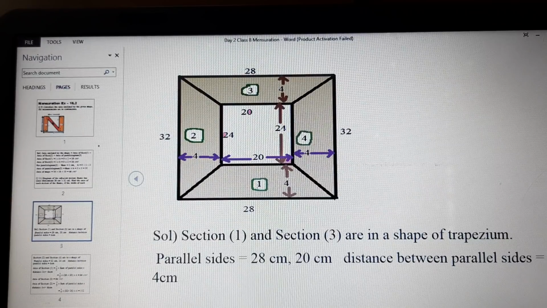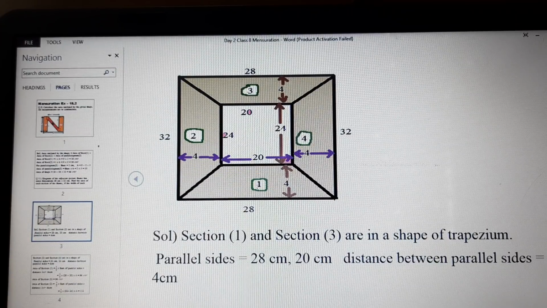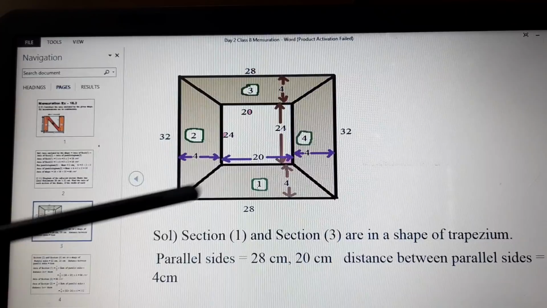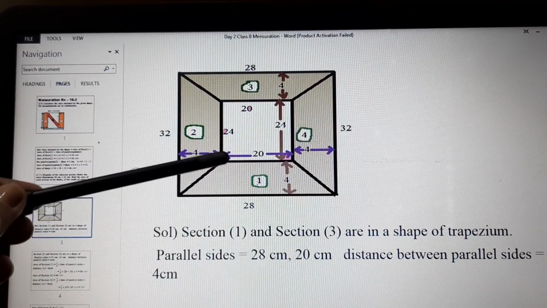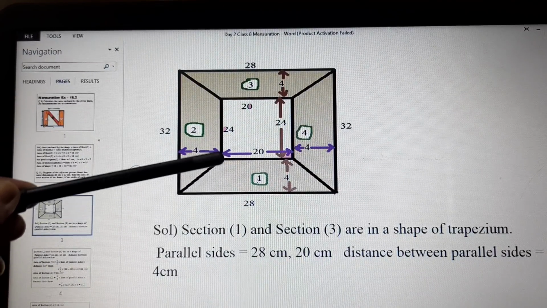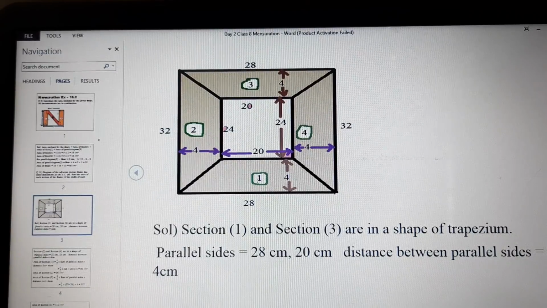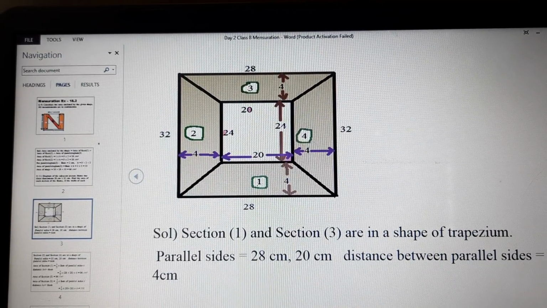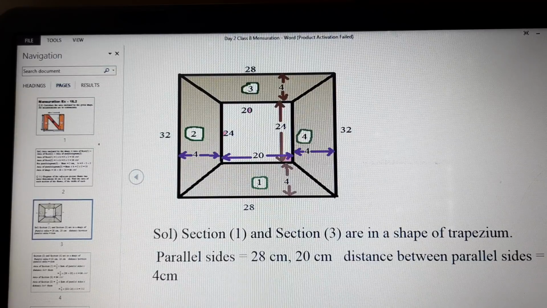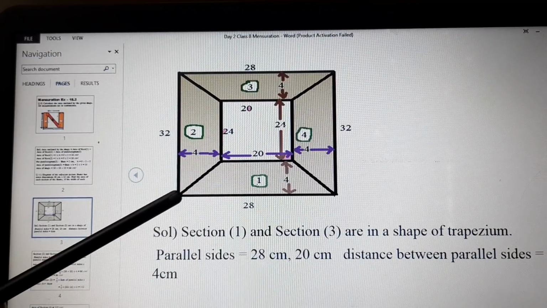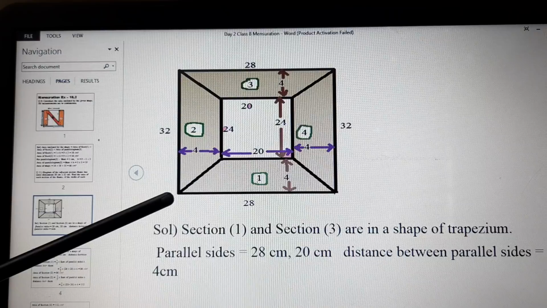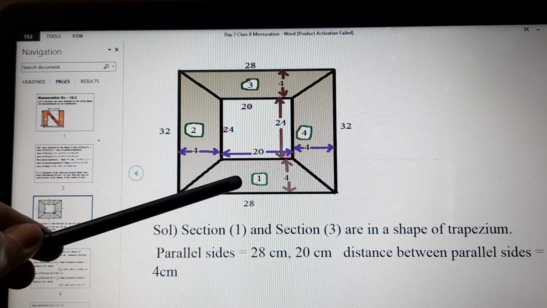The formula for the area of a trapezium is 1 upon 2 into the sum of parallel sides into the distance between them. So distance between them means what? The perpendicular distance between the two parallel lines. Are you getting it?